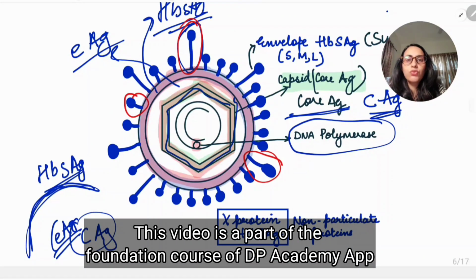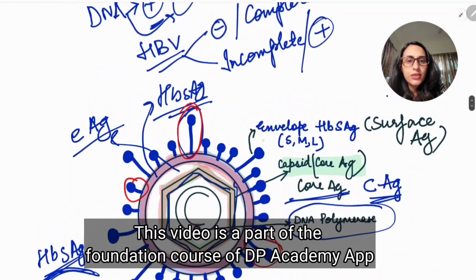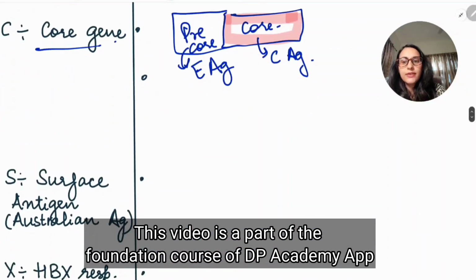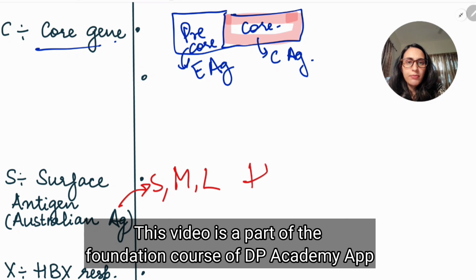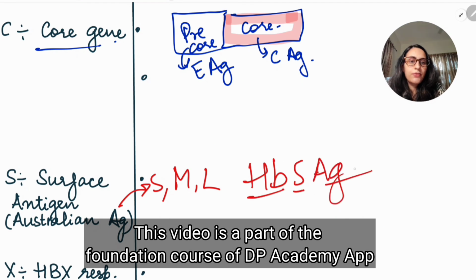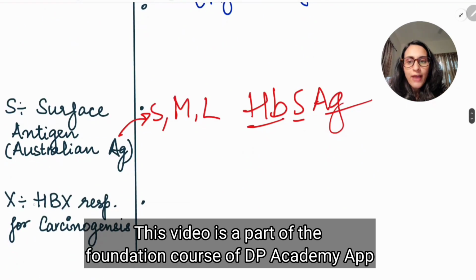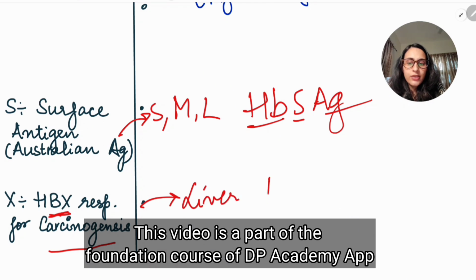This surface antigen is also known as Australian antigen. See, it forms the envelope, so it is present on the surface. So this is the surface antigen, which is known as Australian antigen. We have small size, medium size, large size, and you can remember surface antigen as HBsAg, that is hepatitis B surface antigen. Then we also have the HBx gene that is responsible for causing cancer in case of hepatitis. So it is a cancer of the liver, that is hepatocellular carcinoma, which is caused by hepatitis B virus.